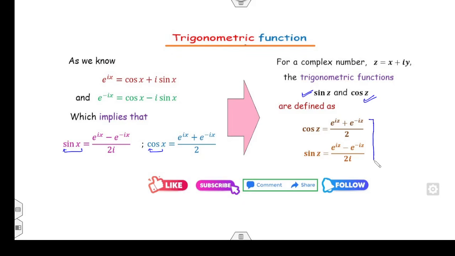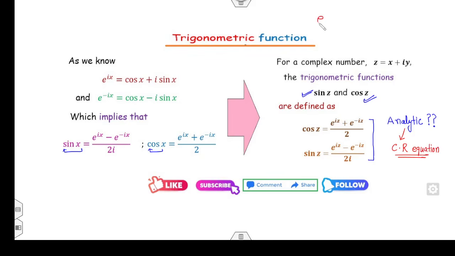Based on this definition, the first question that arises is whether sin z and cos z are analytic or not. How can you check the analyticity? We have to define the CR equations, the Cauchy-Riemann equations, and check whether they are satisfied or not.